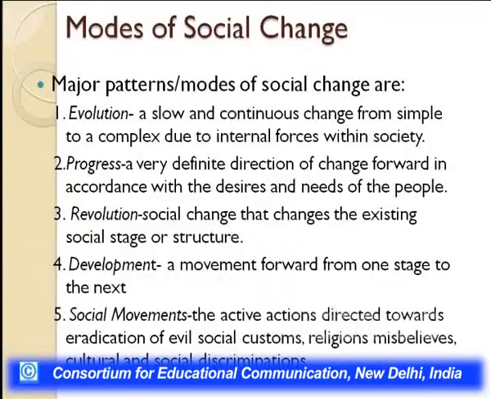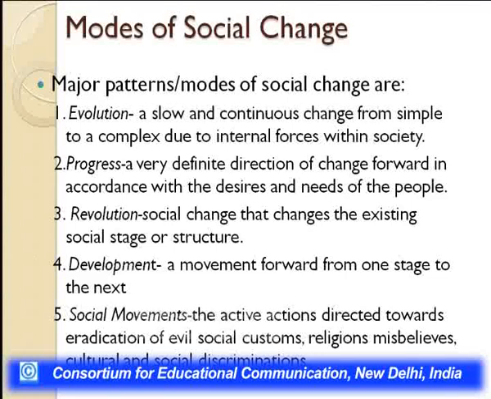Evolution is a social and continuous change from simple to complex due to internal forces within the society. So, evolution is a simple idea that all living beings will evolve from one stage to the other. From a simple society, we evolved into a complex society. From a rural society, we evolved into an agrarian industrial society. And related to evolution is progress, but it has a very definite direction.